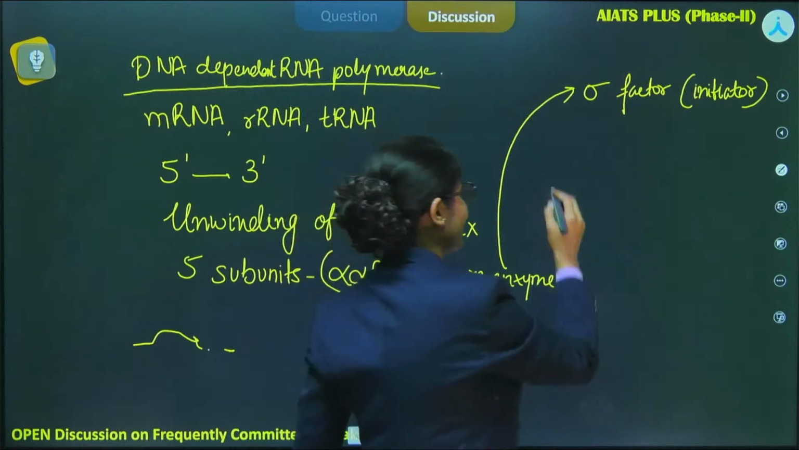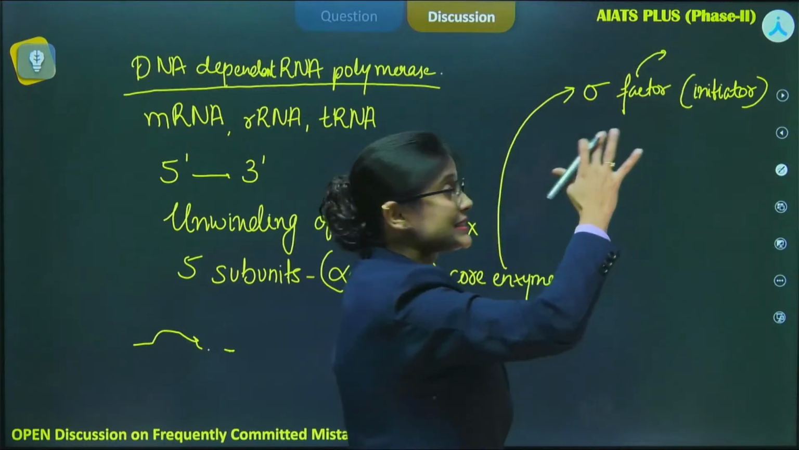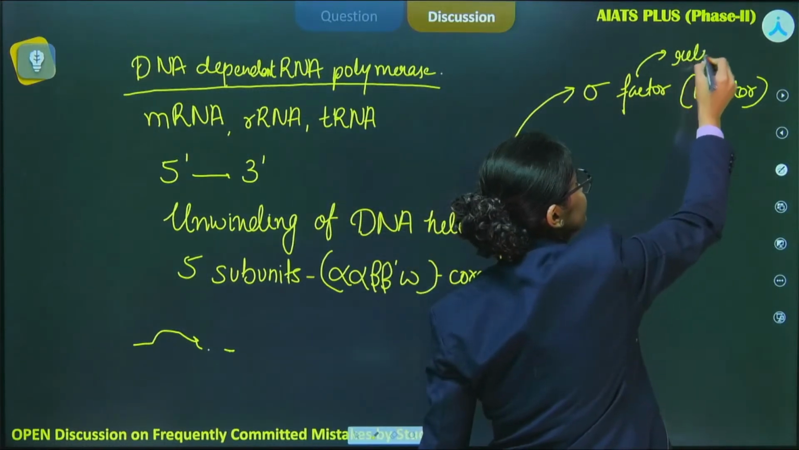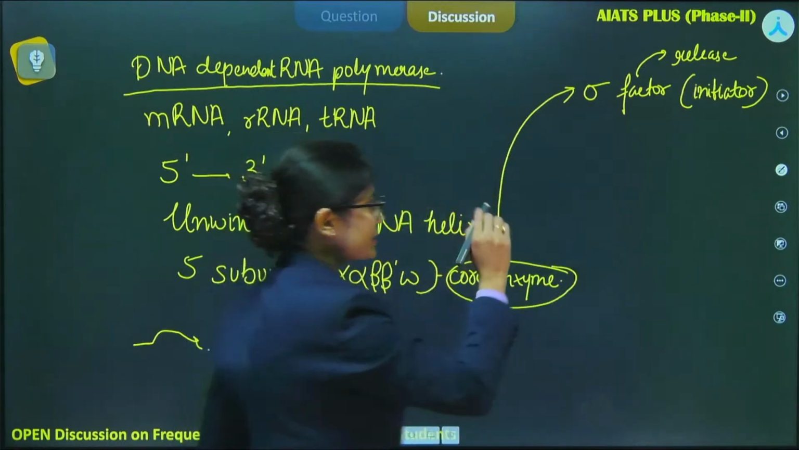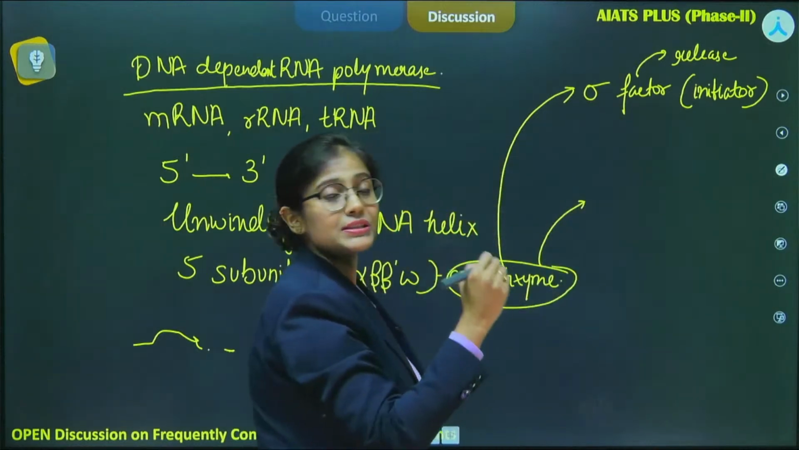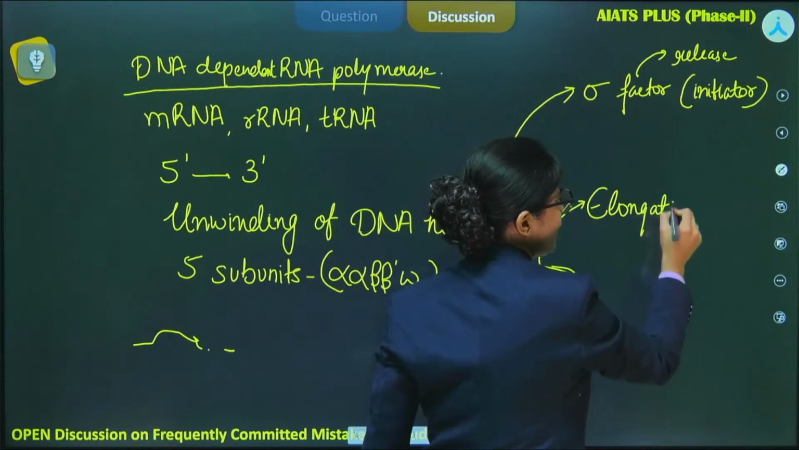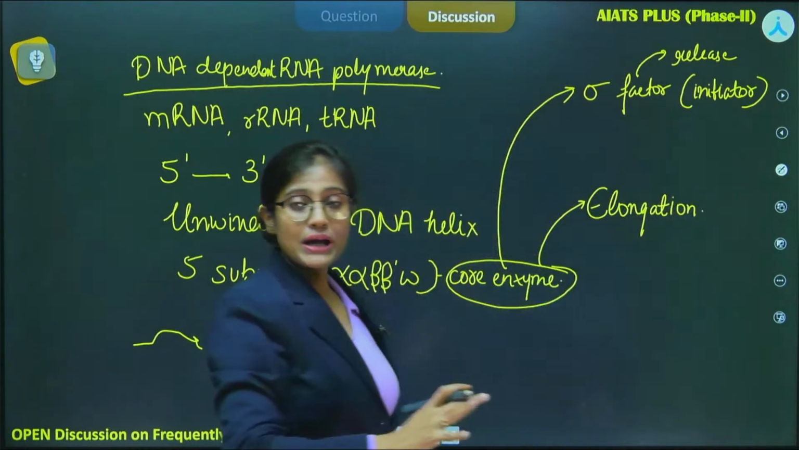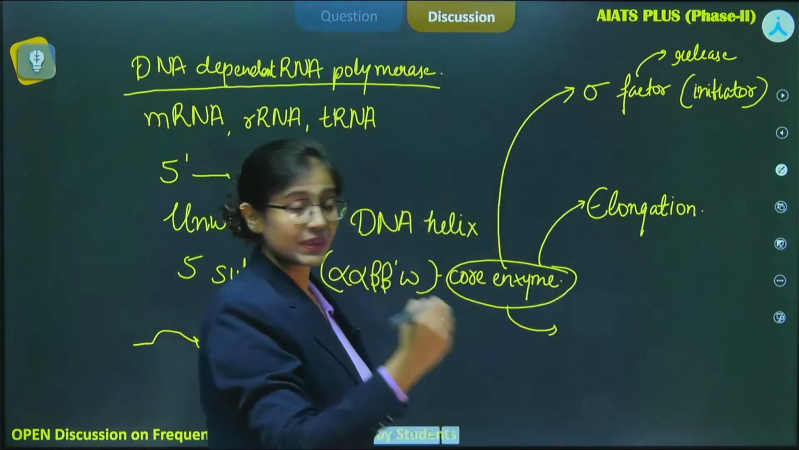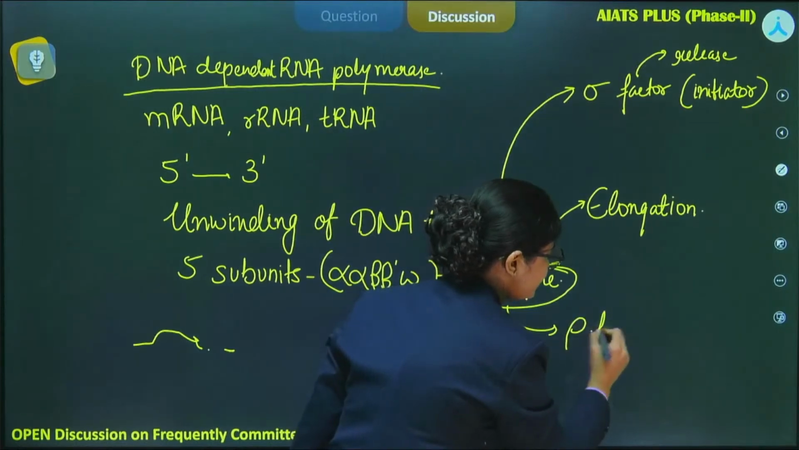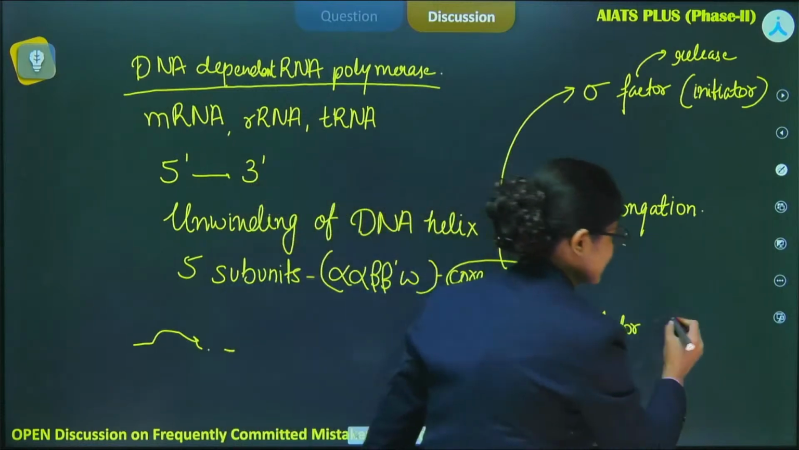Right? Now, after the initiation, this sigma factor gets released. And then what are we left with? Only the core enzyme. So this enzyme will facilitate the process of elongation. Once the elongation of RNA is completed, then one more factor will come, which is known as the rho factor. This is the signal for termination, and then it will terminate the process.